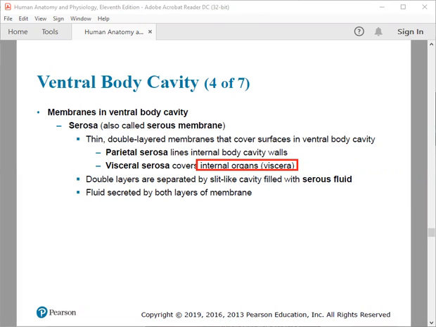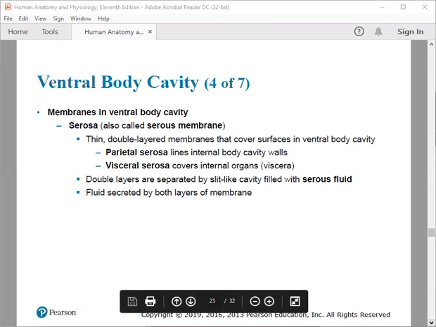And then these two layers are separated by serous fluid, which acts as a lubricant for any movement that occurs in these organs.